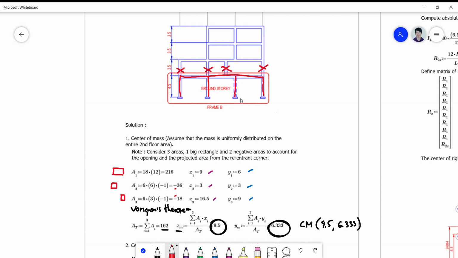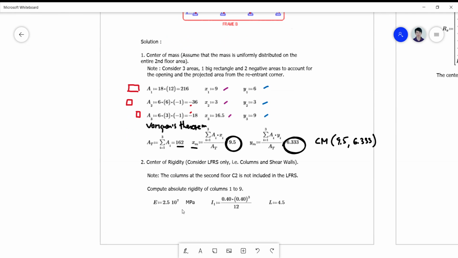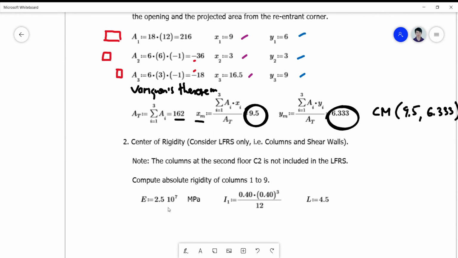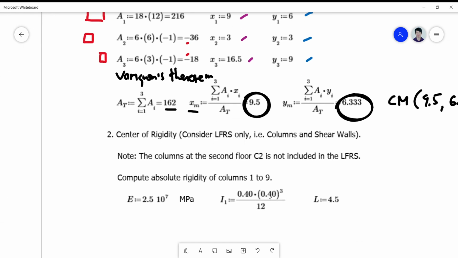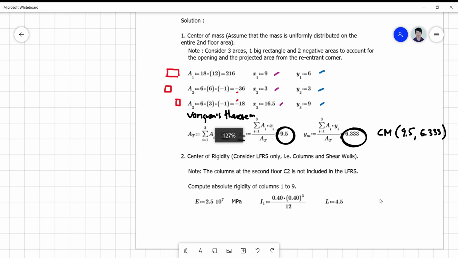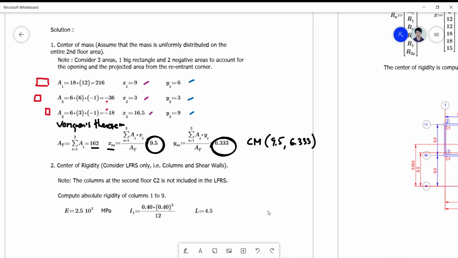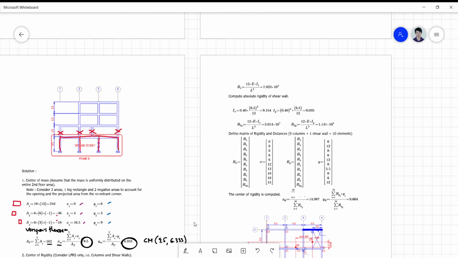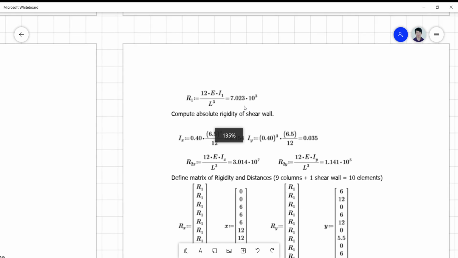So E is of course given, it's 2.5 times 10 to the 7, and if we compute for the moment of inertia of the columns of C1, it's simply 1/12 of BH cubed, so this is 0.4 to the fourth over 12, and L is 4.5, so you might as well want to make use of the rigidity in terms of 12 EI over L cubed.